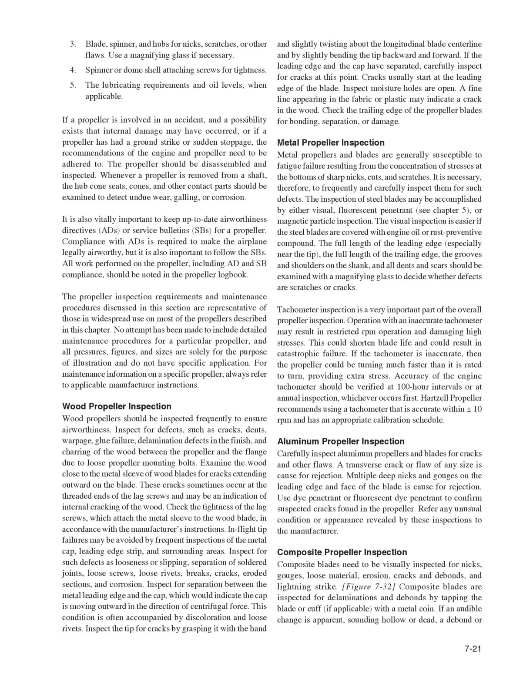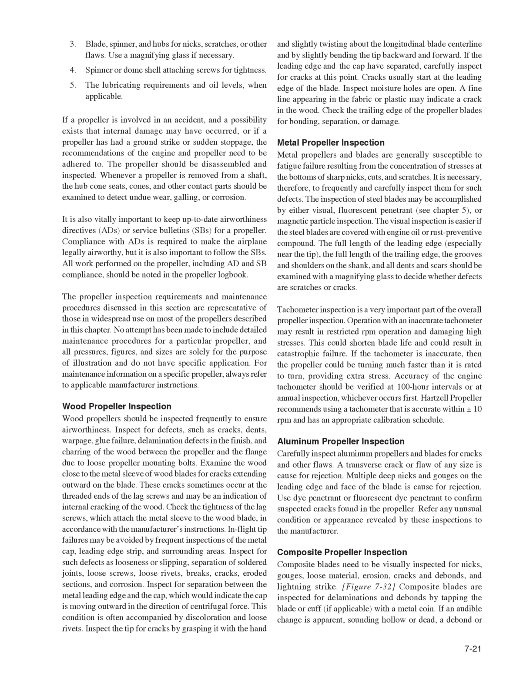If a propeller is involved in an accident, and a possibility exists that internal damage may have occurred, or if a propeller has had a ground strike or sudden stoppage, the recommendations of the engine and propeller manufacturers need to be adhered to. The propeller should be disassembled and inspected. Whenever a propeller is removed from a shaft, the hub cone seats, cones, and other contact parts should be examined to detect undue wear, galling, or corrosion.